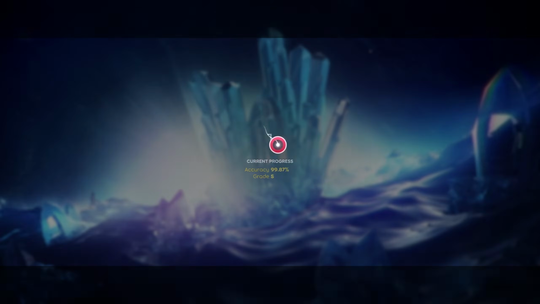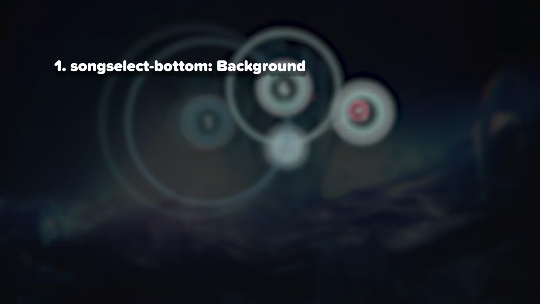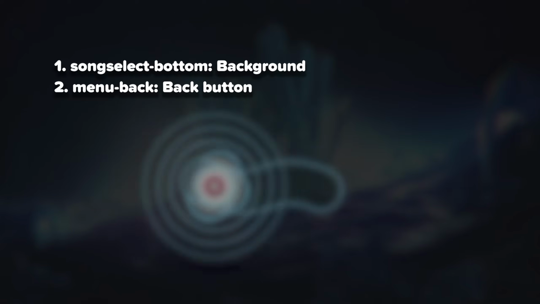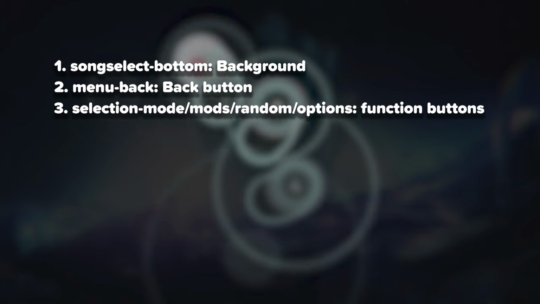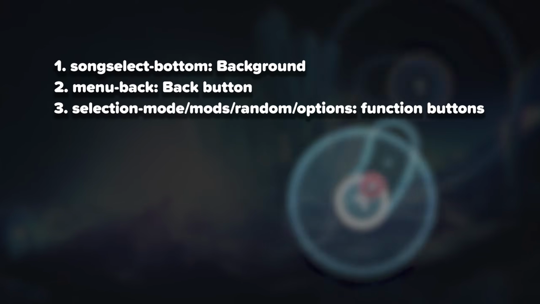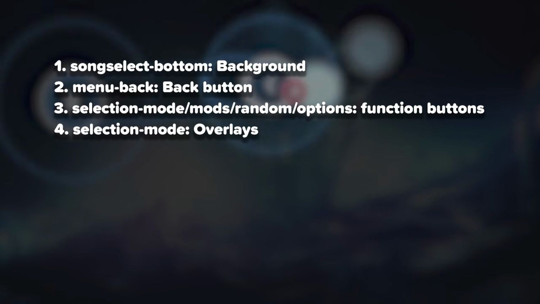We're gonna focus on the bottom part at first, since that's where most of the trickery is. Its structure is quite simple. We use songselect-bottom as a background, menu-back as the back button, and selection-mode, selection-random, and selection-options for the 4 function buttons. Selection-mode also has another use, where it's used to overlay design elements on top of the default osu! UI, but you will learn about it later in this video.